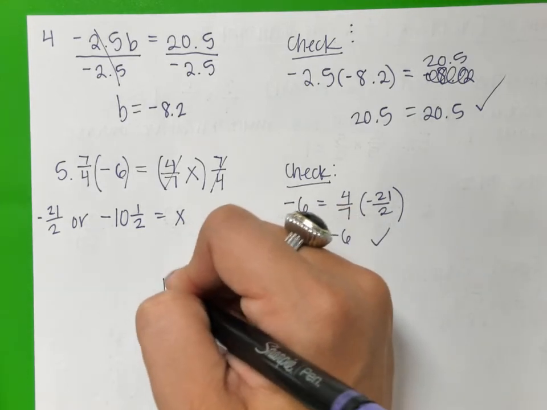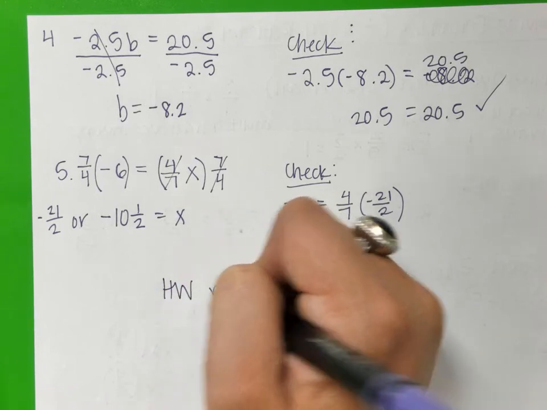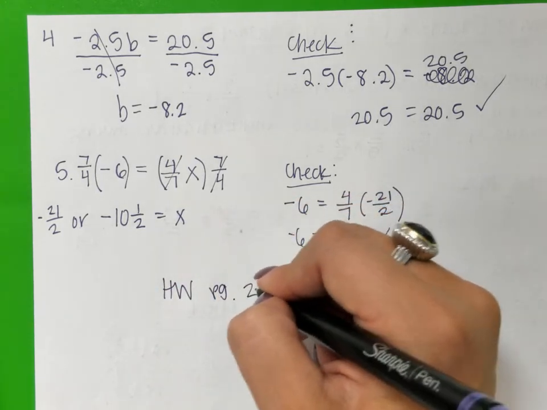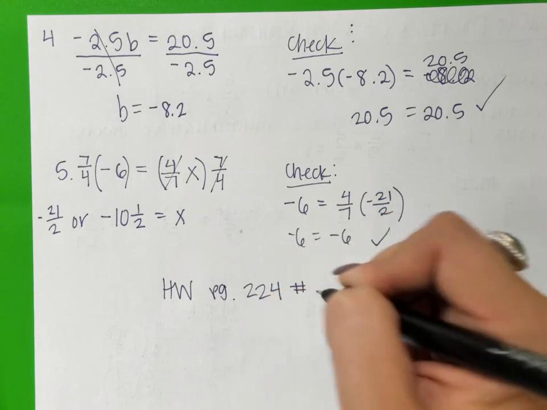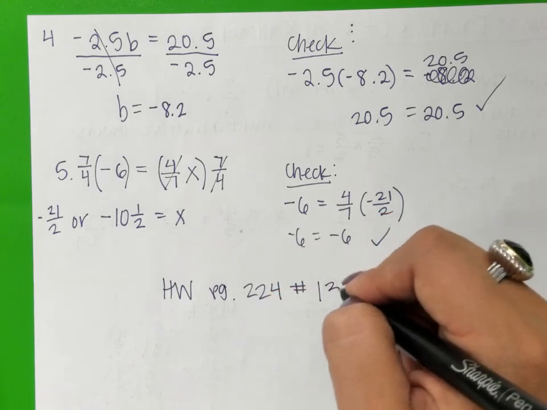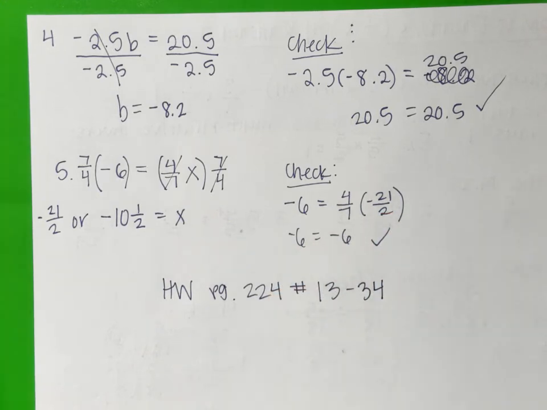All right, your homework is page 224, numbers 13 through 34. So everybody should get your book out and you should be starting on the homework.